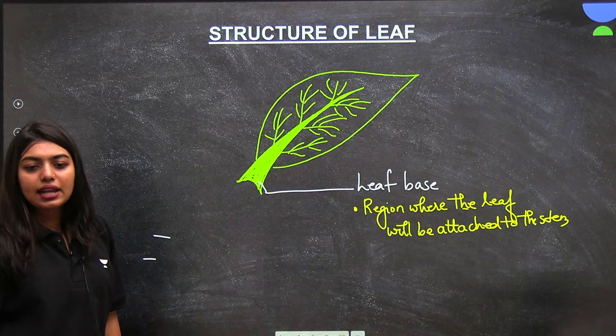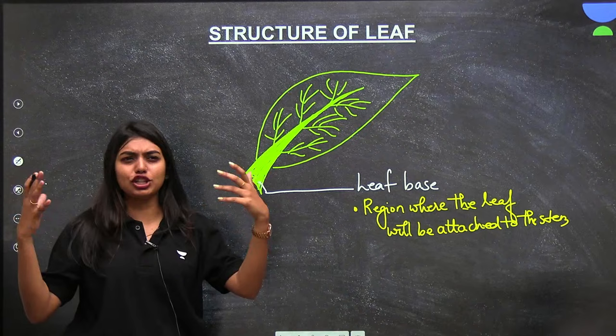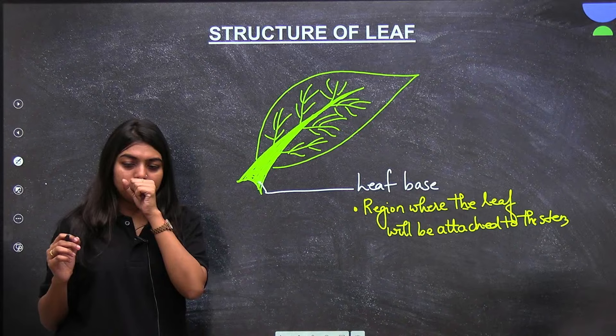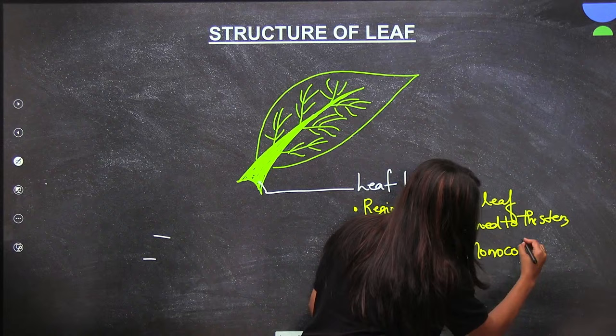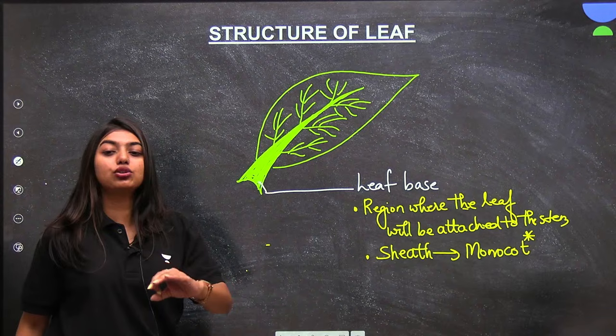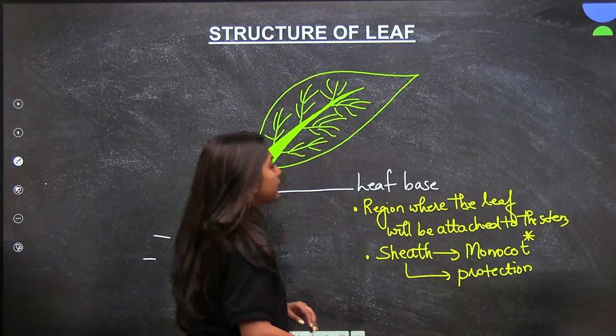Clear? Now, there are two exceptions that we have to study here. In leaf base, monocot plants will form a sheath-like structure. Students, you would have studied myelin sheath, bundle sheath, all the sheaths. What do sheaths normally do? There is a presence of sheath formation in your monocot plants, which are exceptions. It's very important. They will ask this in PYQ. Protection, right? Sheaths usually do protection. So, in monocots also, they are going to do protection.